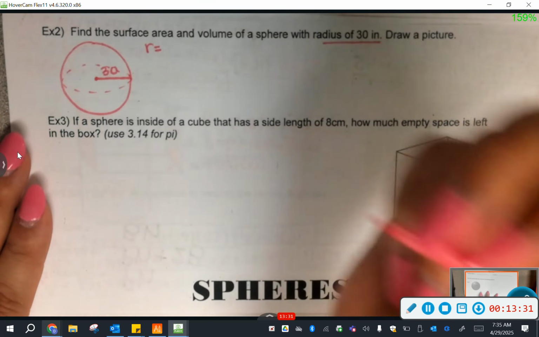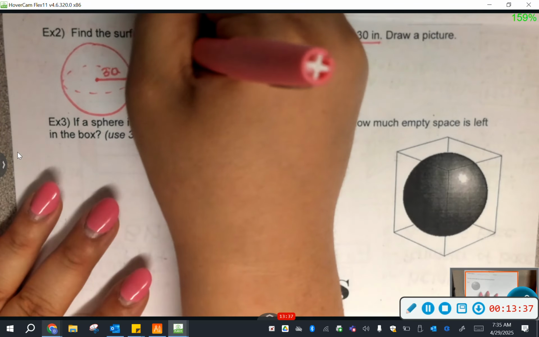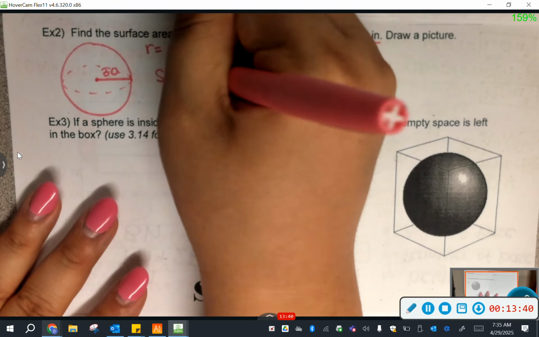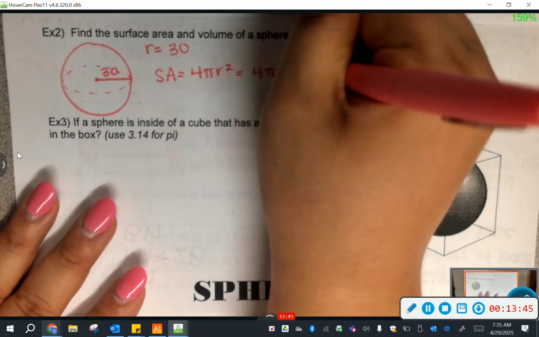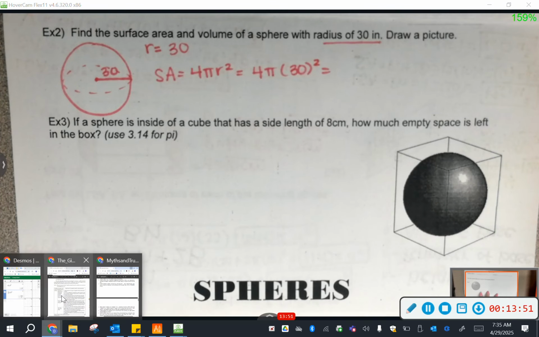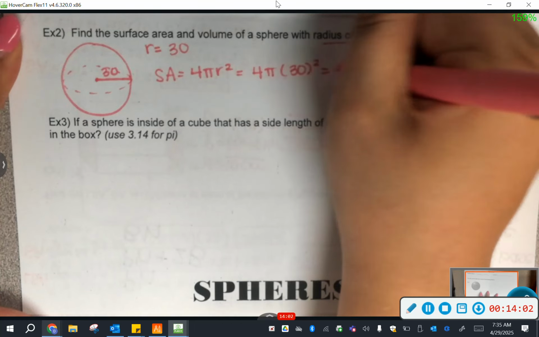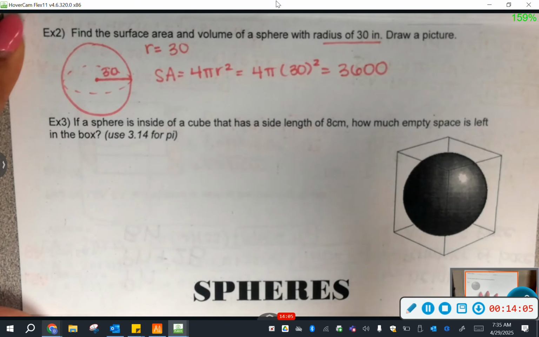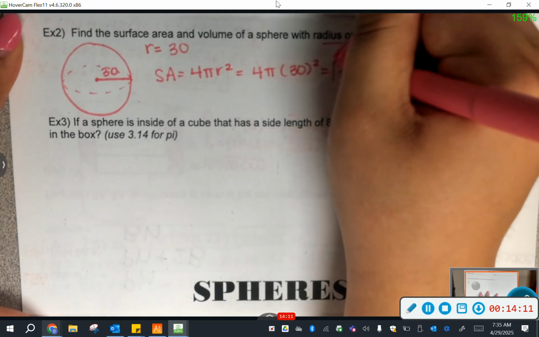What is my radius here? 30. And so SA, I'm going to write the formula. 4 pi r squared. Fill it in. 4 pi 30 squared. Oh, is this going to be a big number? 30 squared sounds huge. And I am going to fill in the 30. Can you get that for me? And it is 3,600. That's not my answer. What's my answer? 3,600 pi inches squared. Thank you.